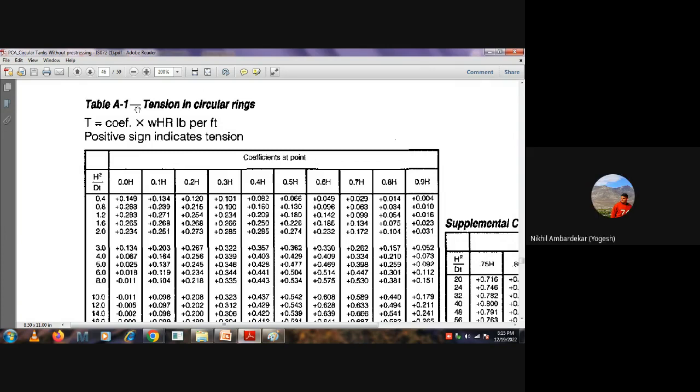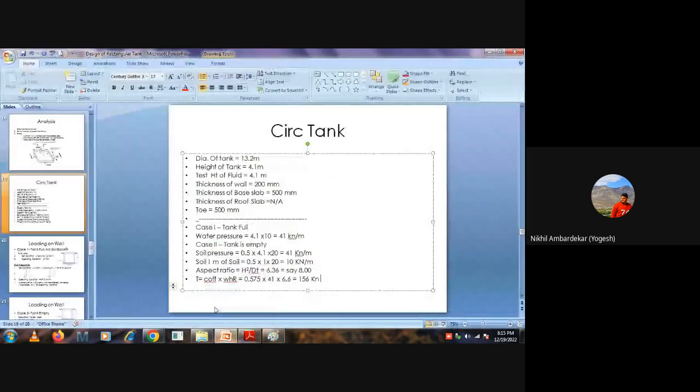Now what is the unit of WHR, for the water pressure? It will come in kilonewton, because we are considering a 1 meter strip. What is the unit of R? Meter. So what will be remaining? Meter will get cancelled because this is in the denominator. So only remaining will be kilonewton.